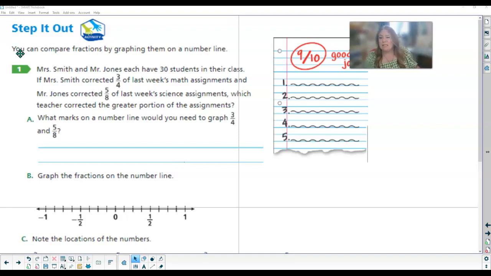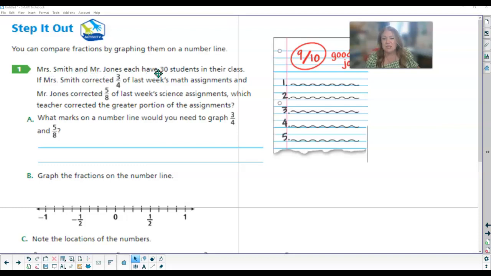So task number 1 says you can compare fractions by graphing them on a number line. So just like we can do integers, we can also use number lines for rational numbers, and they work the same way. To the right is bigger, to the left is smaller, up is bigger, down is smaller.